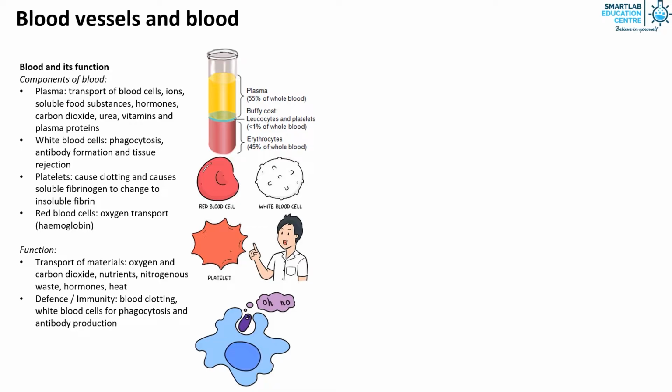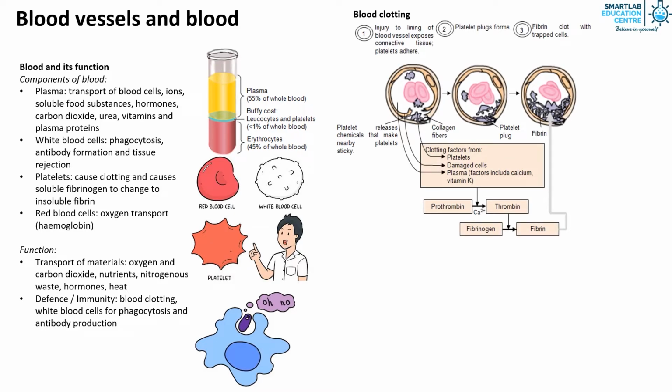Let's explore the components of blood in more detail. The process of blood clotting is as follows. The injury to the lining of the blood vessel exposes connective tissue, causing platelets to adhere. A platelet plug is formed in a fibrin clot with trapped cells. Do note that platelets themselves are fragments of originally larger cells, hence they are not cells.